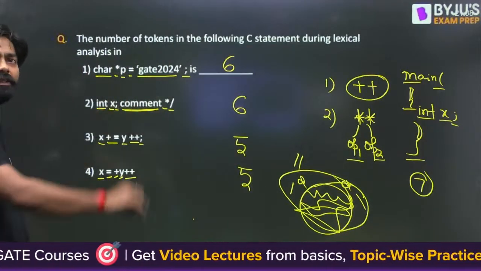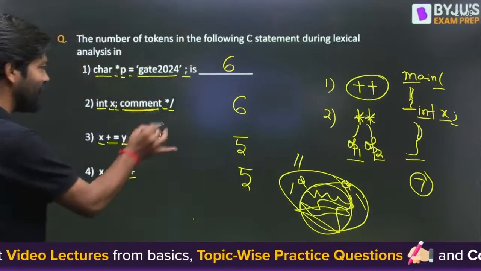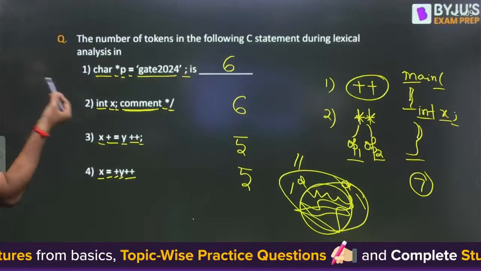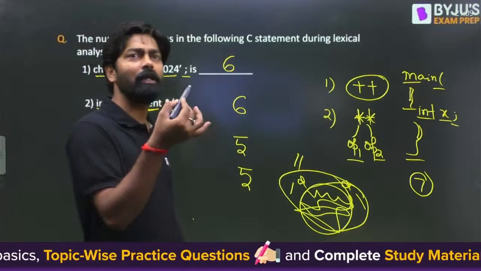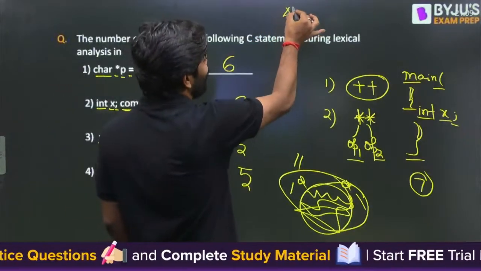Here it will be considered as an operator. Here it will be considered as an operator. Okay, one more question I'm asking here only. Which of the following will give an error? Maybe they will ask, which of the following will give a lexical error? Fine. So if I write option A, let me write here 1.